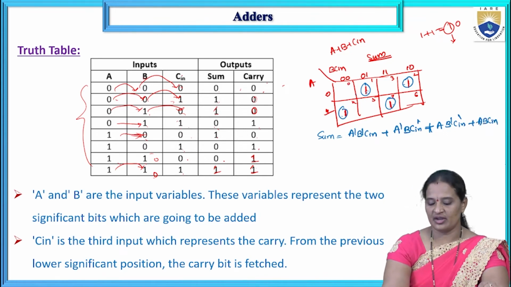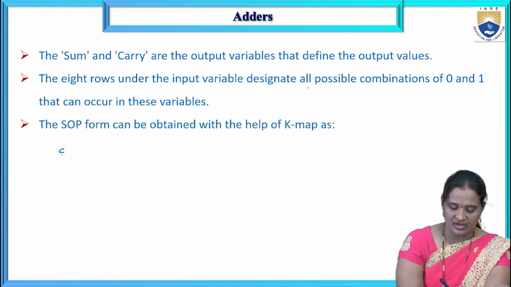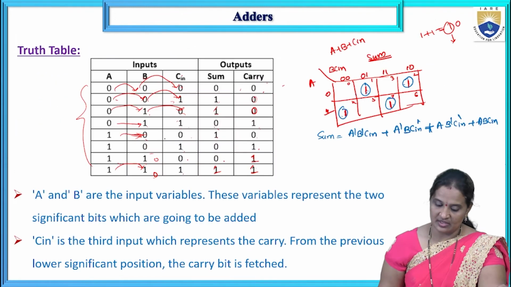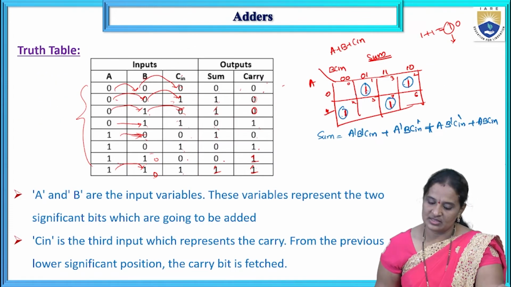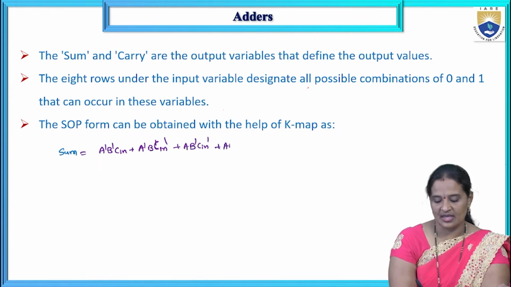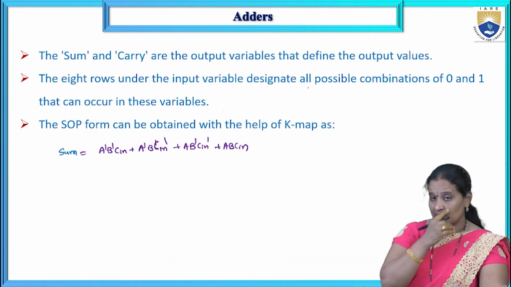Now let us try to derive the carry expression. So here the sum expression we have got is A bar, B bar, C in plus A bar, B, C in bar, plus A, B bar, C in bar, plus A, B, C in. This is the sum expression.